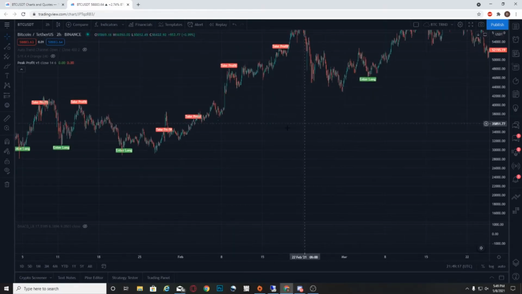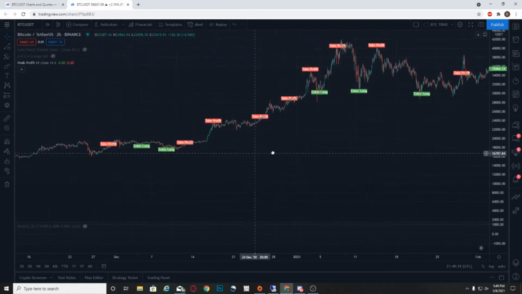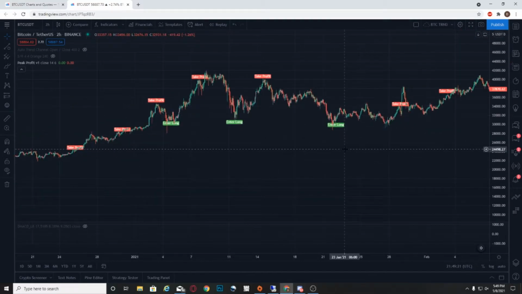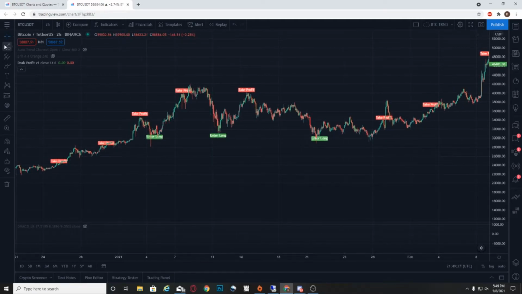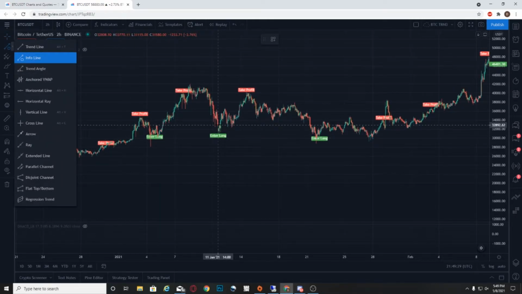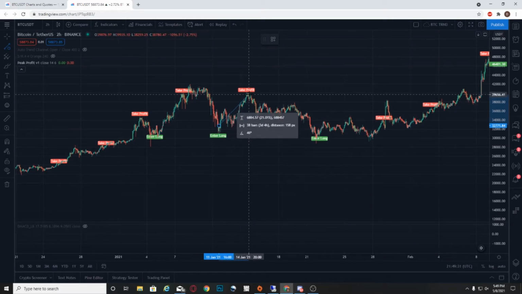This would be more for longer swing trades. This wouldn't be something you buy and then sell the next day, unless it's a situation like this where in a 3-day period, 3 days and 4 hours, it took 20%.